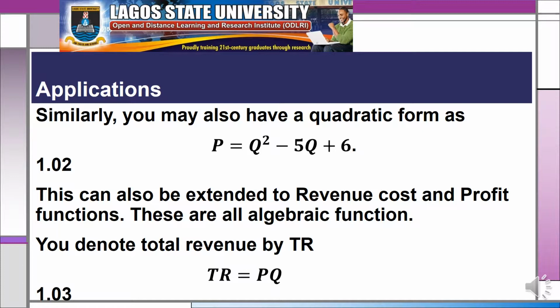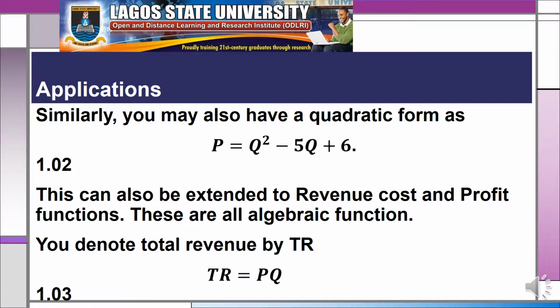Similarly, you may also have a quadratic form as the expression in 1.02: P equals Q squared minus 5Q plus 6. This can also be extended to revenue, costs, and profit functions. These are all algebraic functions.